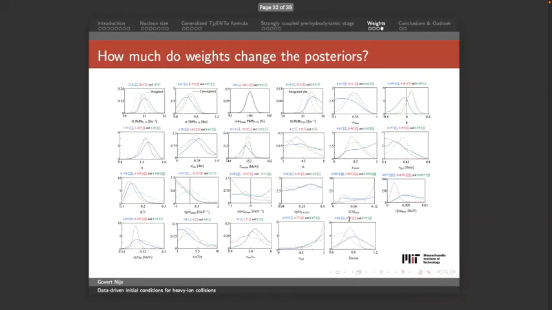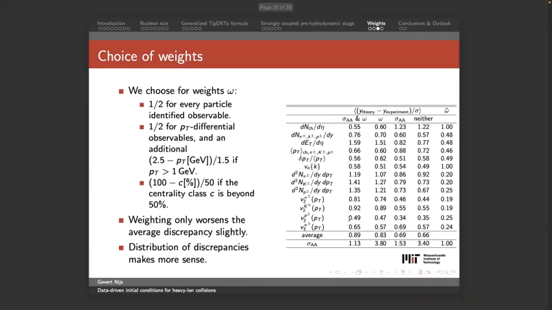So then, what's the W bar in the last column? Oh, it's the average weight over this class. We grouped observables together, and if you follow this prescription and you take all of the observables in that particular group, then you arrive at this average weight. If the weight is small, it means they are less important.